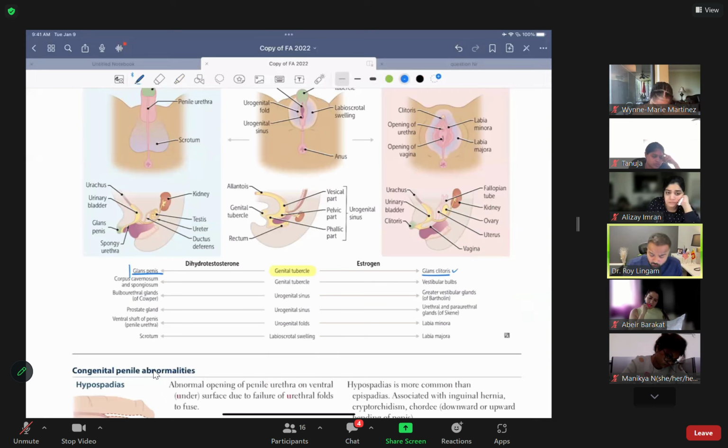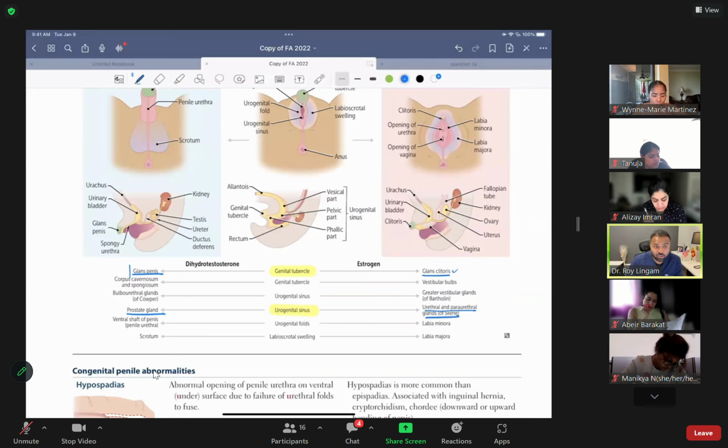So that's one. And I've seen another question they asked, which was the difficult one. They actually asked, what is the homologous structure for the prostate gland in a female? So what is the equivalent structure for the prostate gland in a female? These are called the urethral or paraurethral glands. That's hard to remember, folks. Okay, so you should know that.